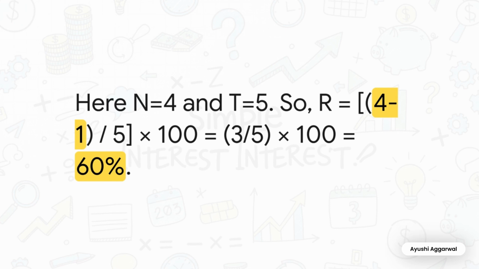We get 4 minus 1, which is 3, divided by 5, and then multiply by 100. A quick calculation, and we get 60%. Option C is the correct one. See how simple that was?